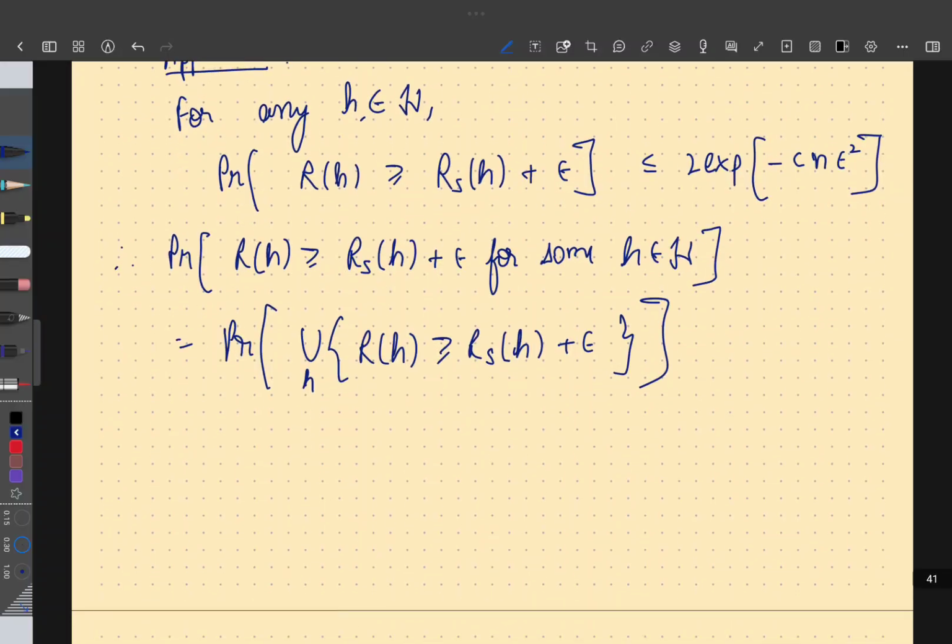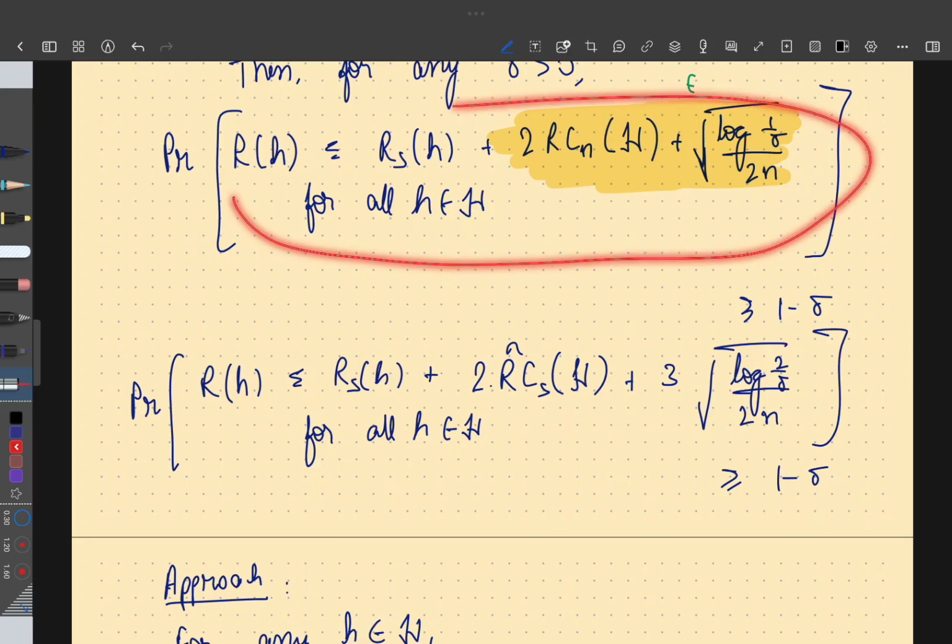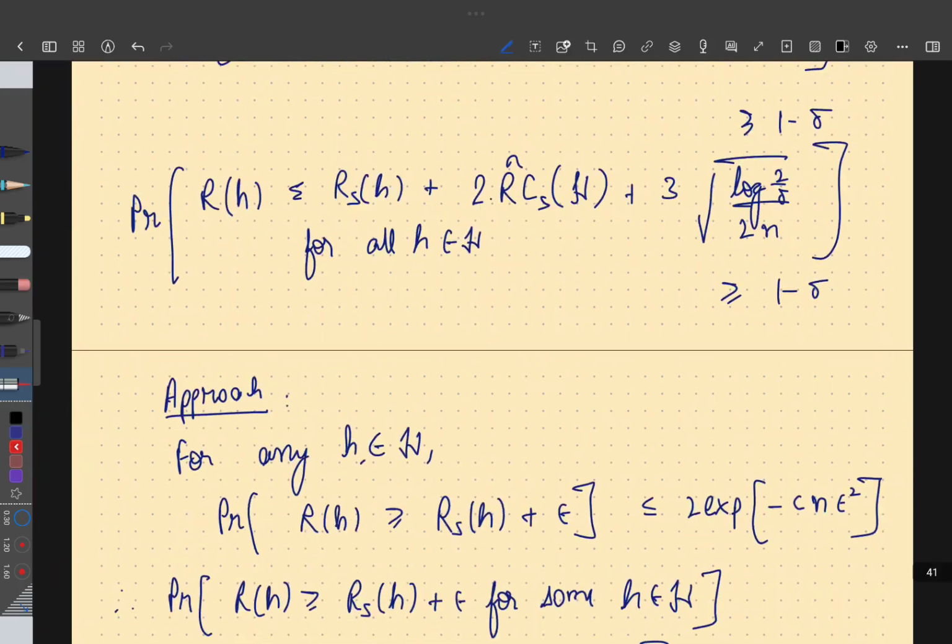Well, what I can do is precisely what you suggested. We look at the quantity supremum over all H of R of H minus Rs of H. So if this quantity is less than or equal to epsilon, it means that for every H, R of H minus Rs of H is less than or equal to epsilon, which is exactly what I wanted here. This is exactly the event that I'm interested in.